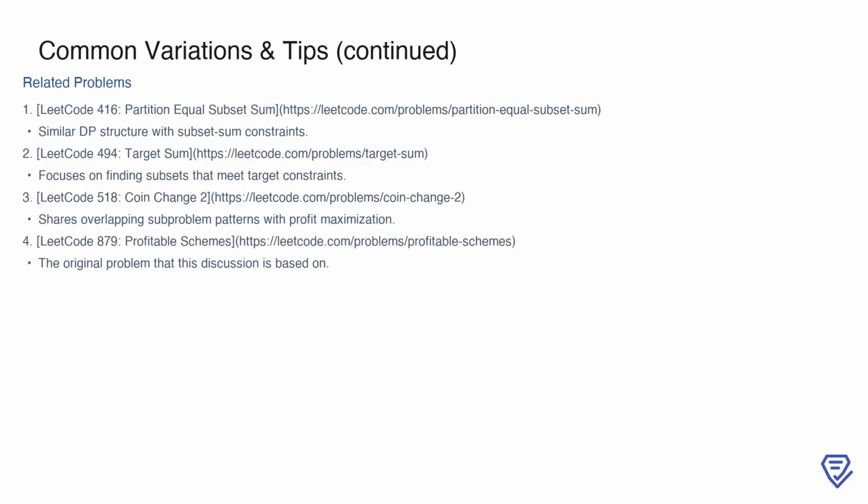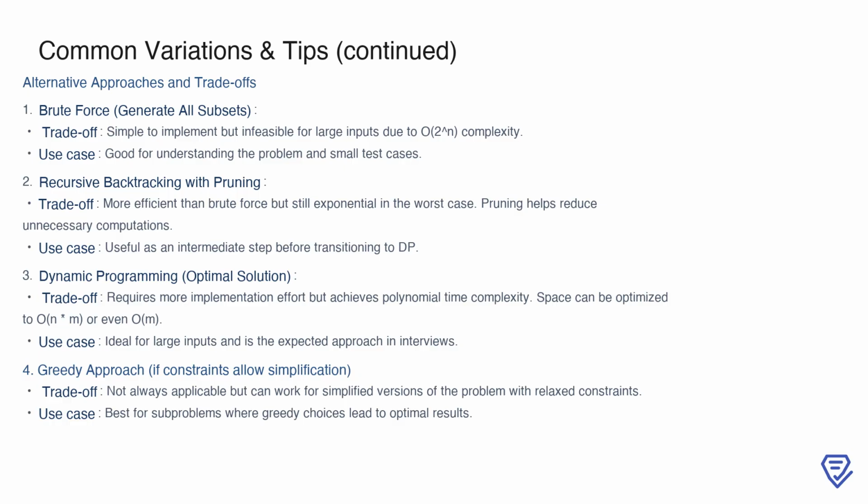LeetCode 518, Coin Change 2, emphasizes overlapping subproblem patterns, which are also prevalent in profit maximization problems. And of course, LeetCode 879, Profitable Schemes, is the problem we're discussing here. Exploring these related problems can deepen your understanding of multi-dimensional DP techniques and give you more tools to tackle variations of this challenge. When considering alternative approaches to solving the profitable schemes problem, each method has its own trade-offs.